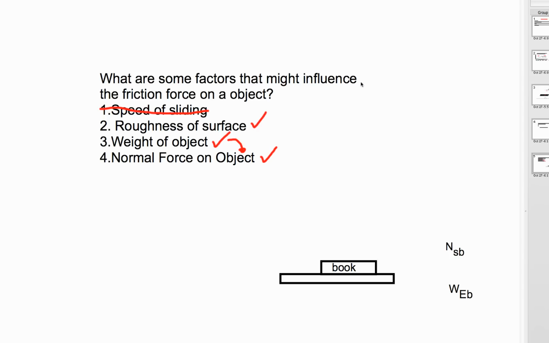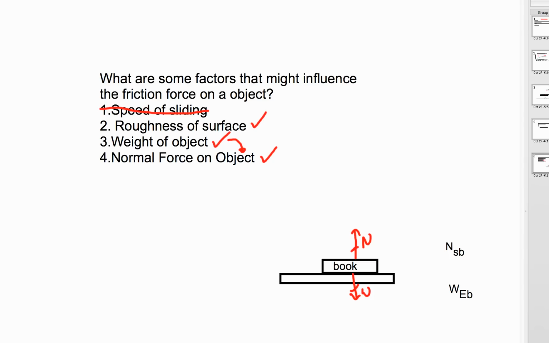So here's a book on the tabletop again. Now, if we do a free body diagram on the book, so we have the normal force upward, and we have the weight downward, and if this is not accelerating, then those two are equal. Now, the weight kind of crushes this book down in and puts those friction bumps really close together and causes there to be a lot of friction.